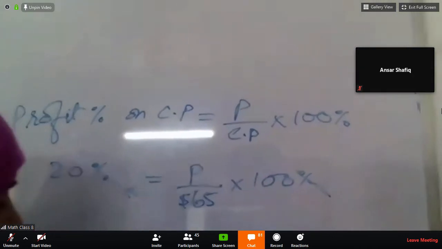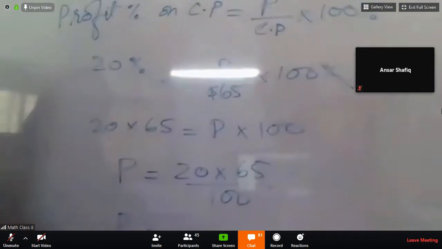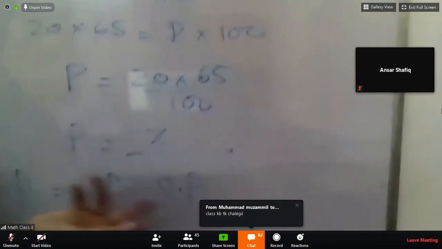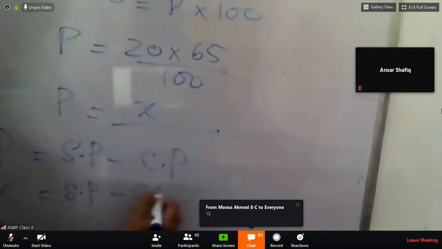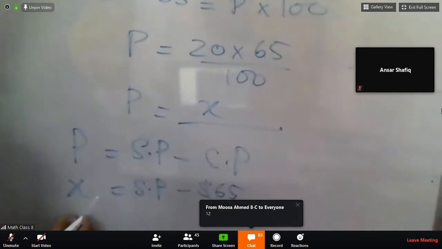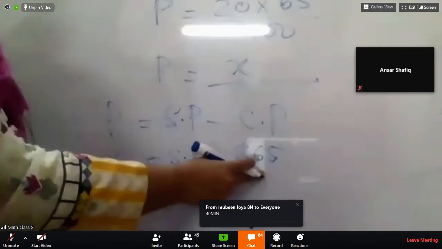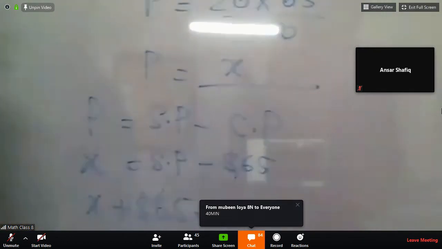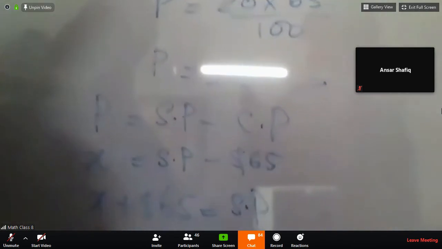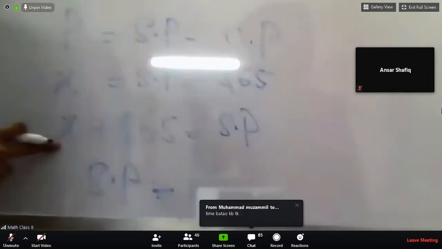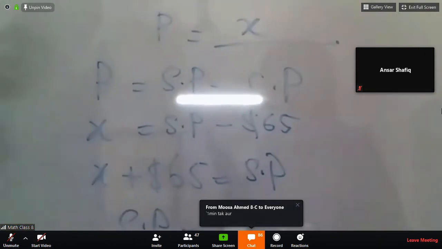As soon as you get the value of P, you need to apply the formula of sale price minus cost price equals profit. Suppose your value of P is coming X, replace it in this formula, and cost price is $65. Cost price will be shifted towards X, so it will be added. On the left side, it is subtracting with sale price. When it's shifted to the left side, it will be added by X to give us the sale price. In this way, sale price, whatever your profit amount, that will be added by 65 to give you the final answer, which is related to sale price.